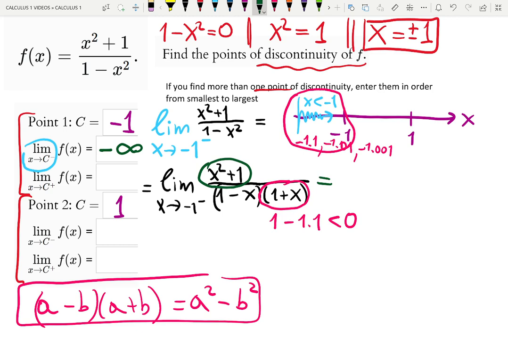-1 squared is 1. 1 plus 1 is 2. So it's 2 over 0, which goes to infinity. I just want to know if it goes to plus or minus infinity. And because the denominator is negative, since the inputs are less than -1, the answer will be -infinity, which means the function is going downhill, down forever. That was a very slow explanation of how to answer this first question. So maybe I should go a little bit faster for the right limit, or not, you let me know.